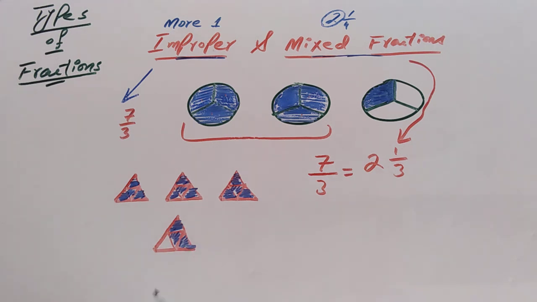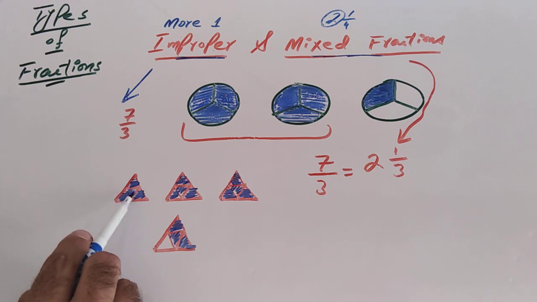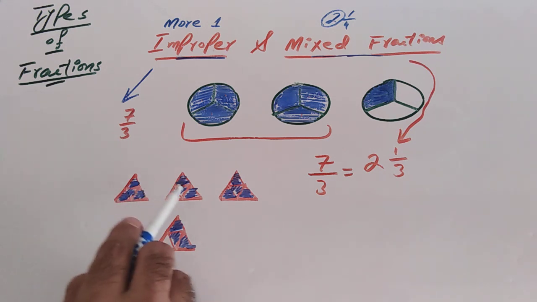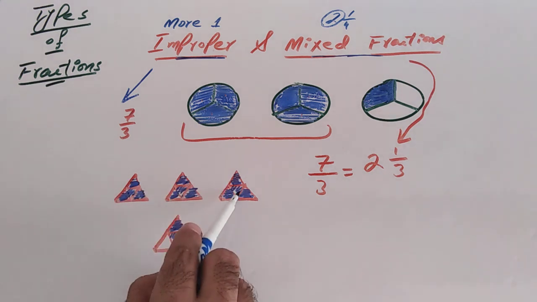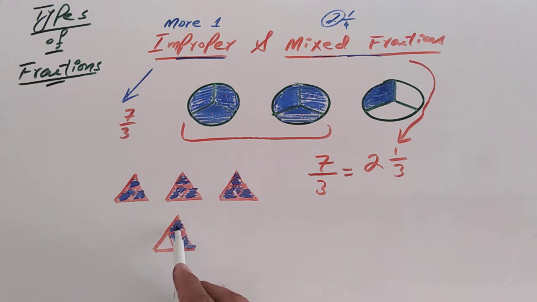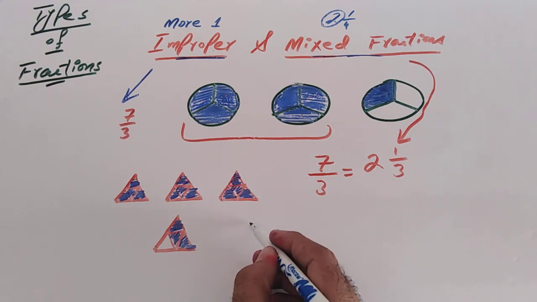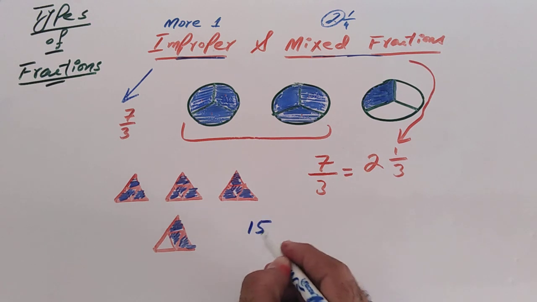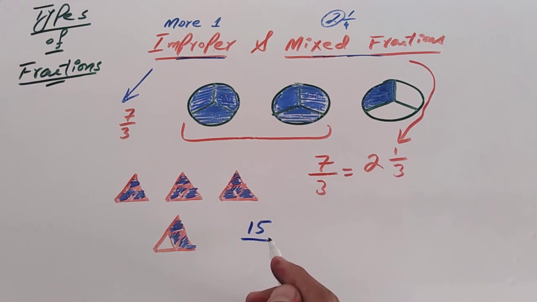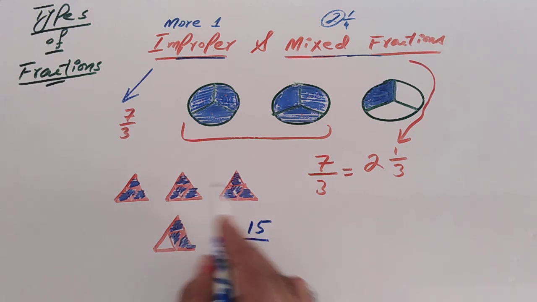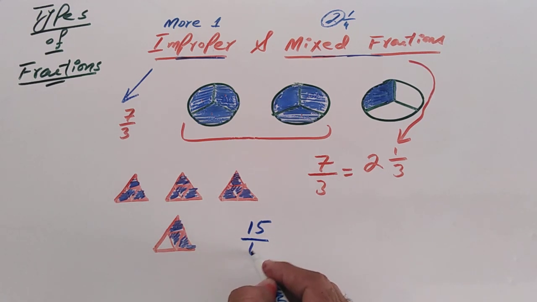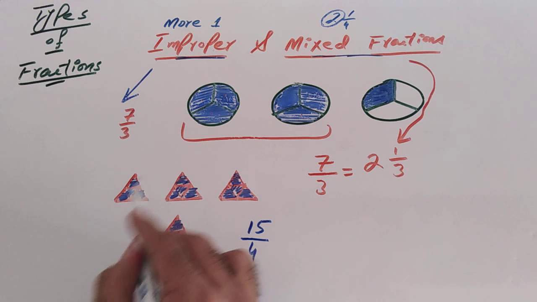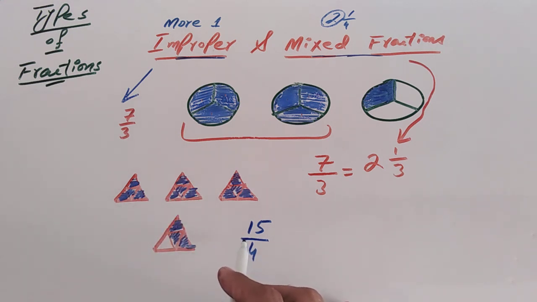Okay, now how many total parts are shaded for this one? You can see 1 2 3 4, and 4 is 8, and 4 is 12, 13 14 15. So a total of 15 parts are shaded. And how many total parts are there in a whole? In one whole there are 4 pieces everywhere, you can see. So it's 15 out of 4. This is the improper fraction.